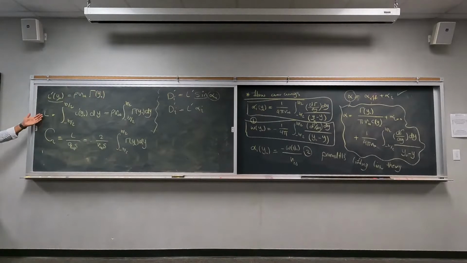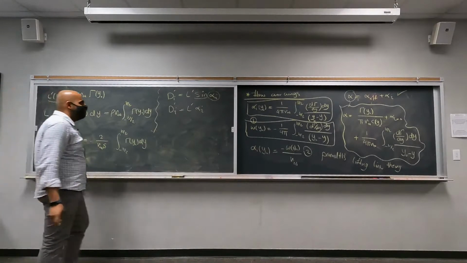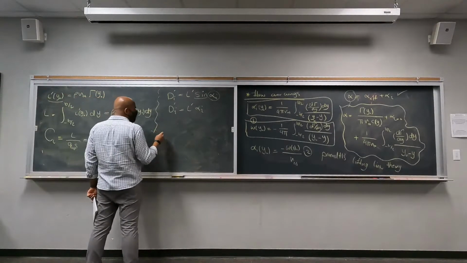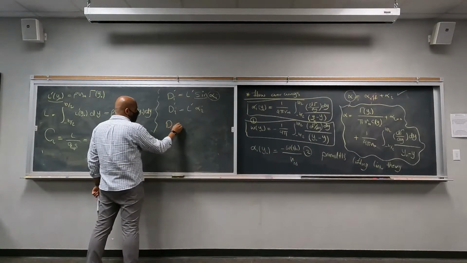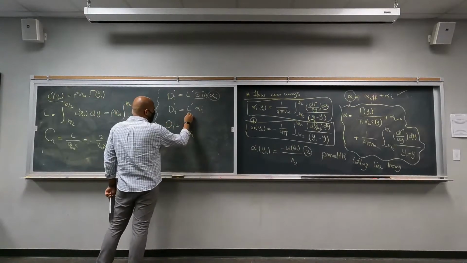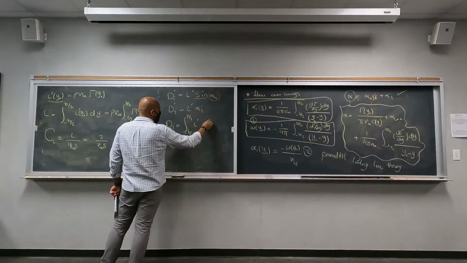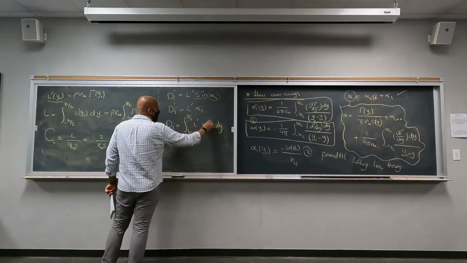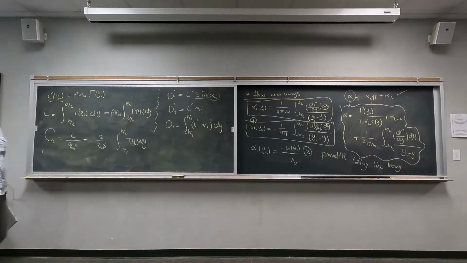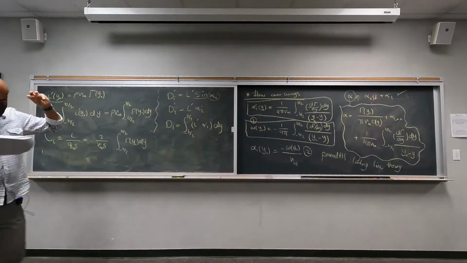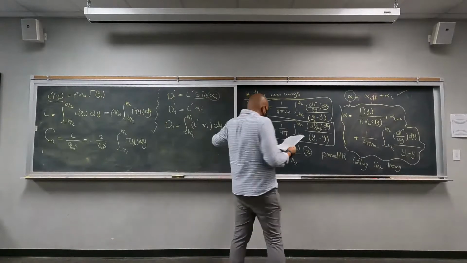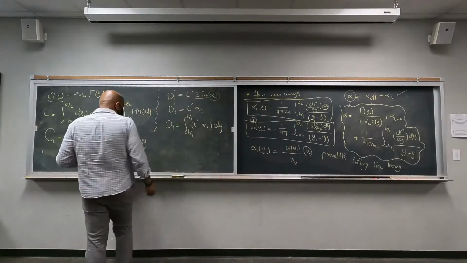Come back to this analysis. If you want to find the total induced drag, you just have to take the integral from negative b over 2 to positive b over 2. It's exactly the same idea here. We have the per unit length value, and we want to extend it to all of the wing. We just have to take the integral. Okay?